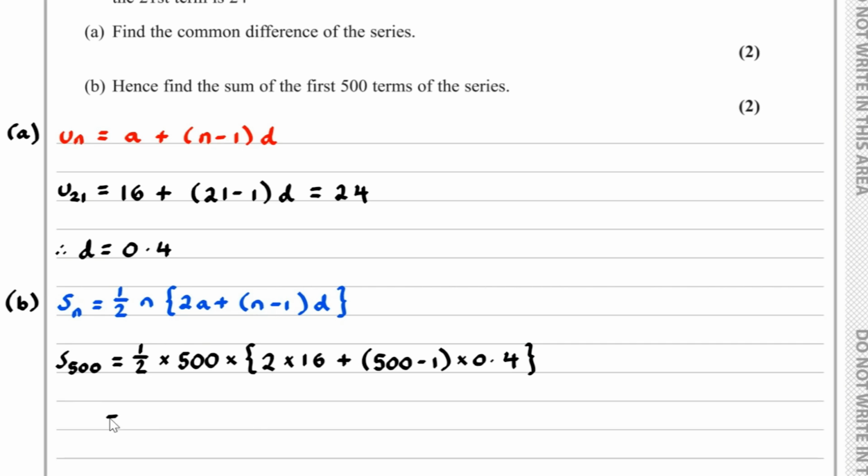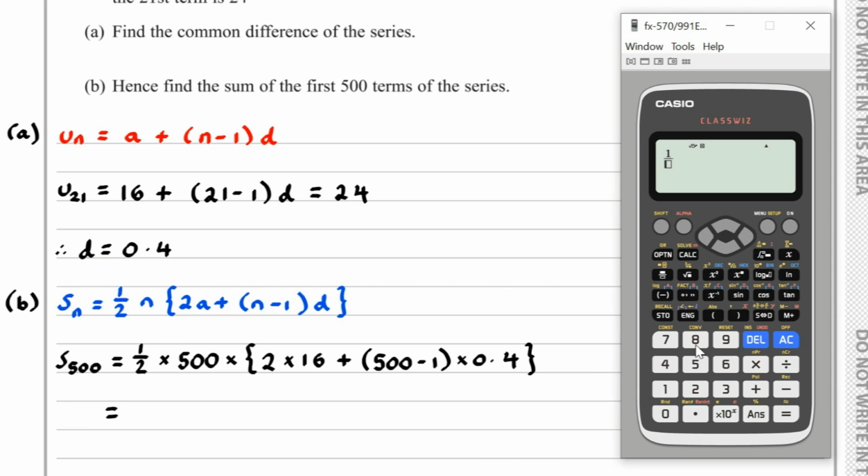So if I find out what S500 is, we have 1/2 times 500 times 2 times 16 plus 500 minus 1, lots of 0.4. It turns out S500 is equal to 57,900.